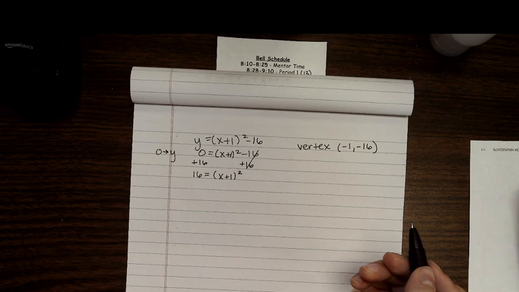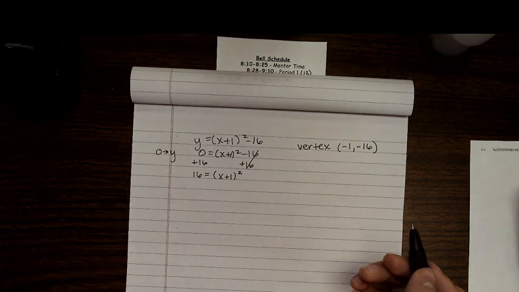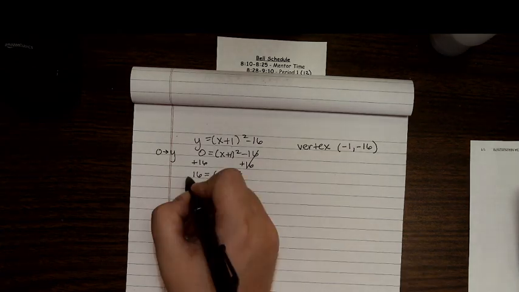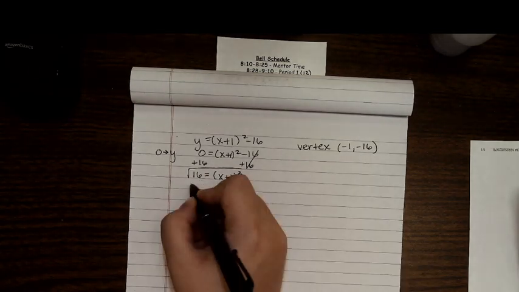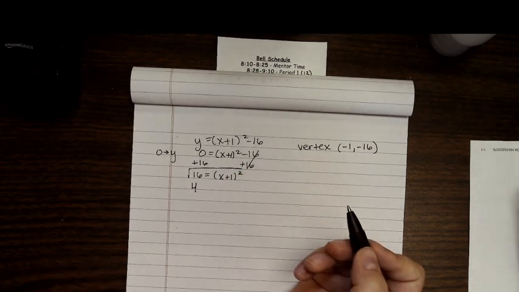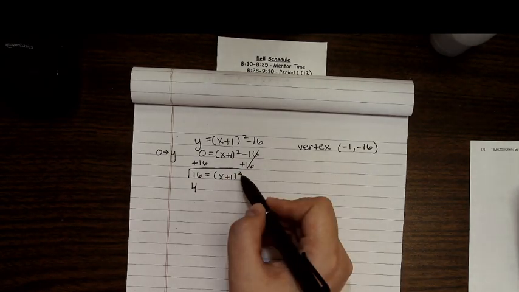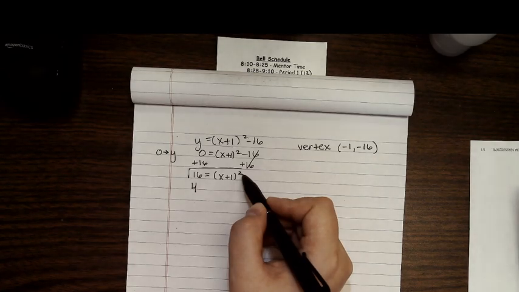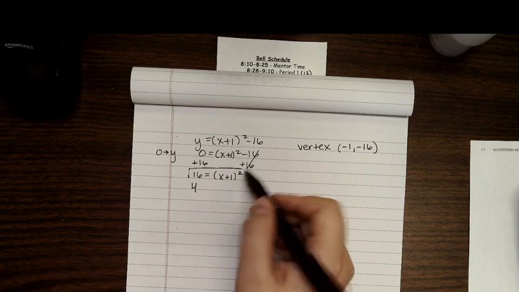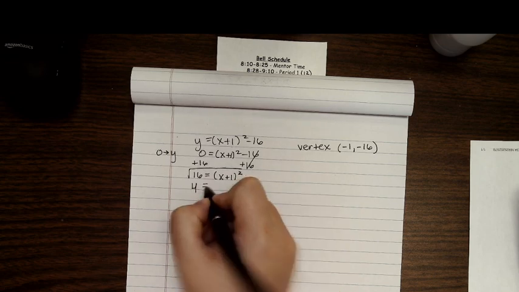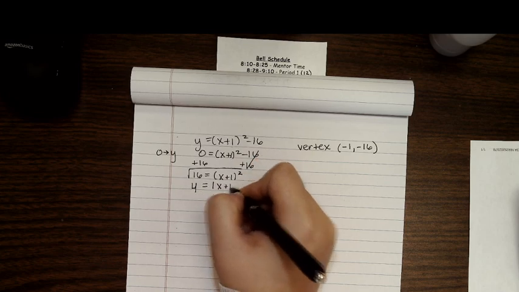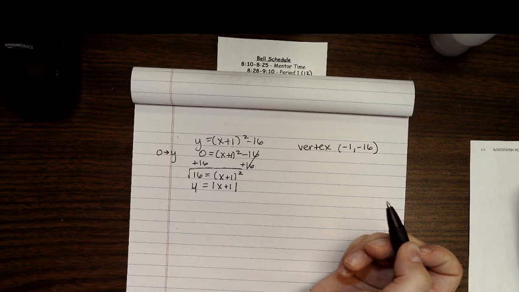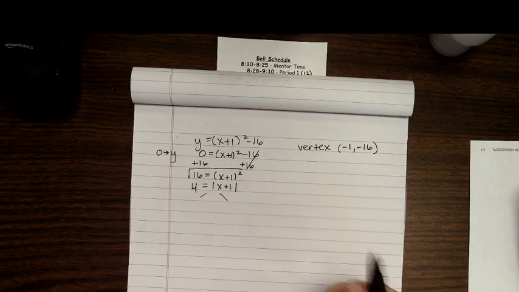And now if you remember, to get rid of a squared, we need to square root. Square root of 16 is 4. But because we're squaring something, 4 works, but -4 also works. So when we square root this, we need to change it to be absolute value, because we have 2 different answers here.